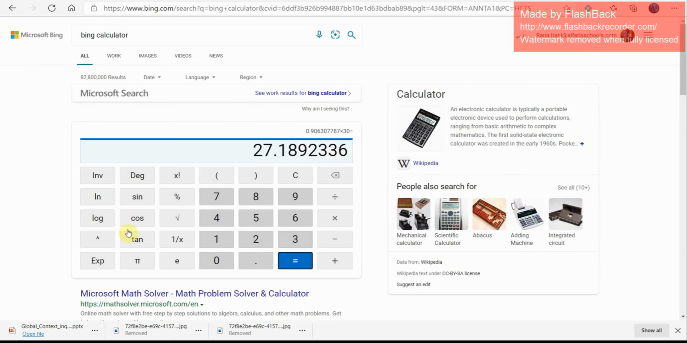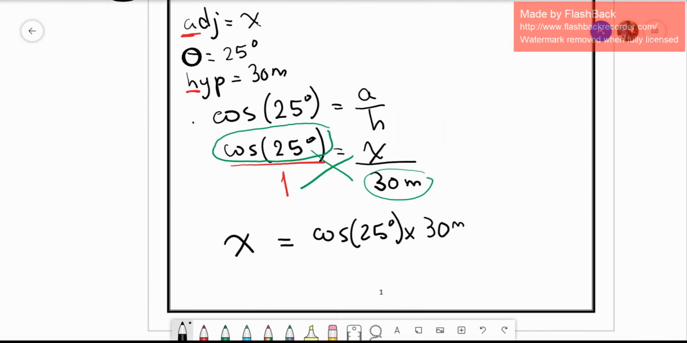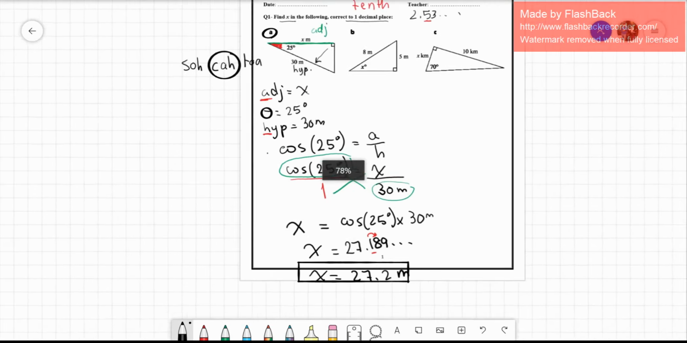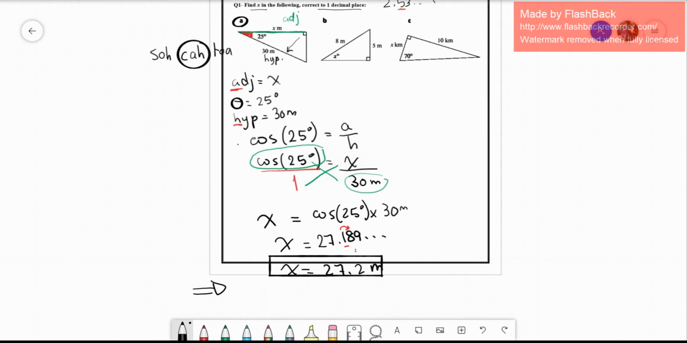You will get 27.189, etc. Round to the nearest tenth. 8 is a strong number, therefore x is 27.2. We add 1 to the 1. 1 plus 1 is 2. Don't forget the unit. Therefore, this is my adjacent side. Therefore, the adjacent side is 27.2 meters.